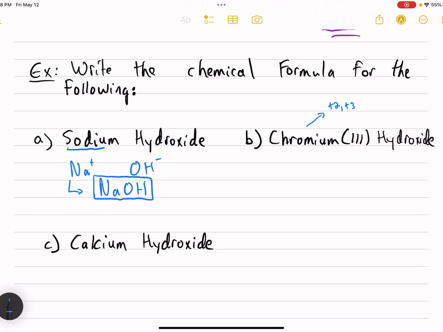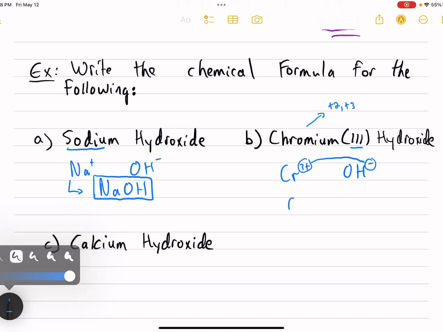Now, when we look at the next one, chromium in your periodic table could have a charge of +2 or +3. But here we can see that it used a stock system. And so we're going to use the 3 charge. So that means that chromium has a charge of 3+. Hydroxide has a charge of -1, just like in ionic compounds. You're going to swap those charges so that the chromium gets the 1 and the OH gets the 3. And then we're going to drop these as subscripts and remove the signs, which would leave us with CrOH3.